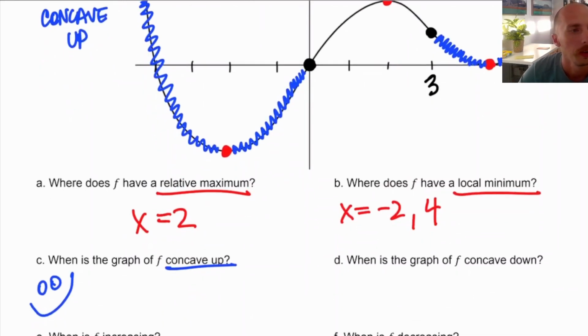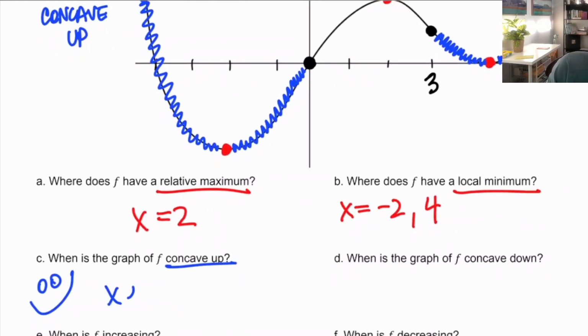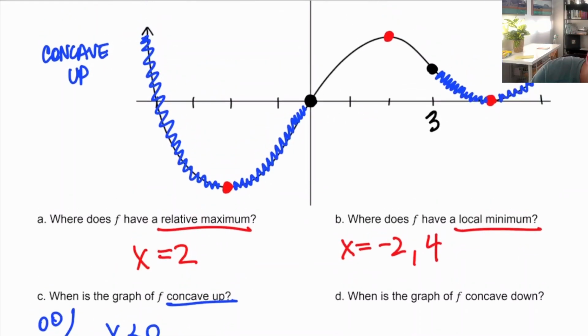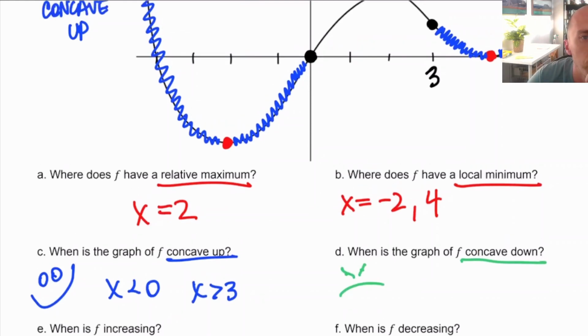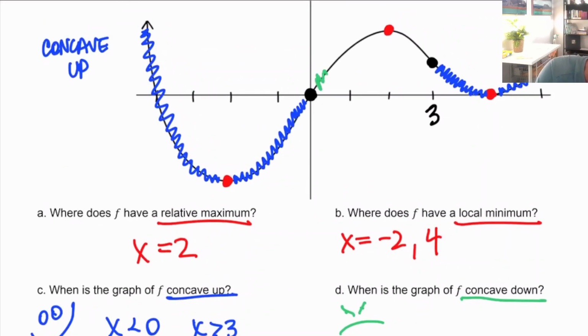Label that in blue. All right, so concave up was where x was less than 0, and also when x is greater than 3. Now when it asks for concave down, that's going to be where the graph is frowning. I'm going to get a different color for that. It's frowning like that. And so that's going to be between 0 and 3.